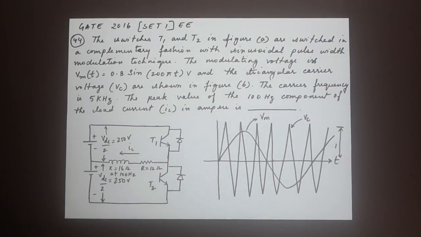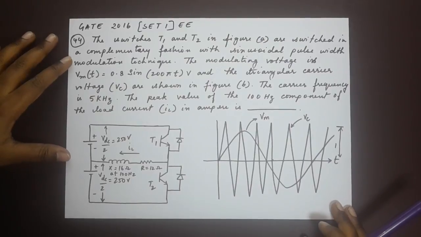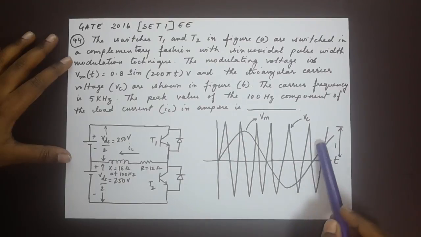Here's the next question, number 44. The switches T1 and T2 in figure A are switched in a complementary fashion with sinusoidal pulse width modulation technique. The modulating voltage is Vm, this sinusoidal over here. Vm of t is equal to 0.8 sine 200 pi t volts, and the triangular carrier voltage Vc are shown in figure B. The carrier frequency is 5 kHz. The peak value of the 100 Hz component of the load current IL in ampere is.